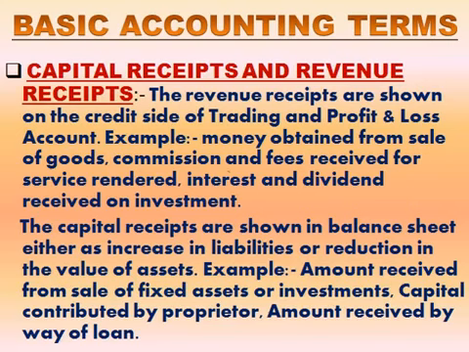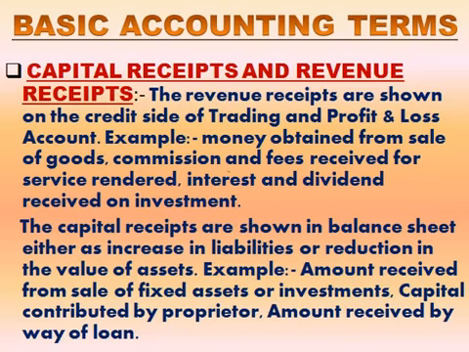Next is capital receipt. Capital receipts are shown in balance sheet either as an increase in liability or reduction in value of asset. Few items which are included in capital receipt are: amount received from sale of fixed asset or investment, capital contributed by proprietor, partner, or money obtained for issue of share or debenture in case of company. Thirdly, amount received by way of loan.